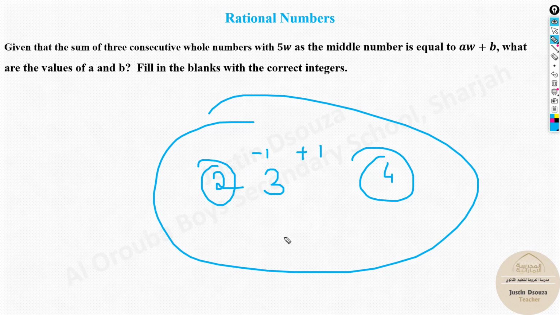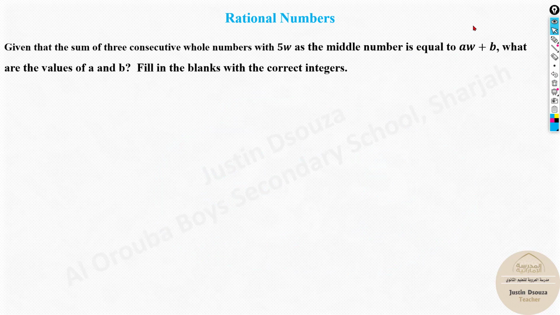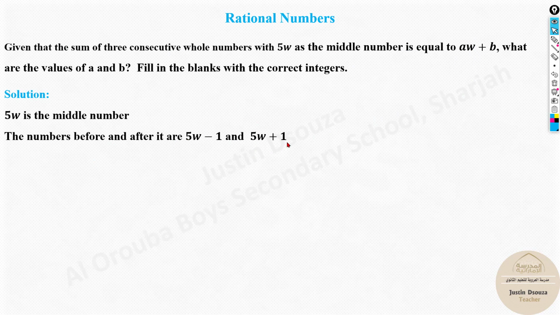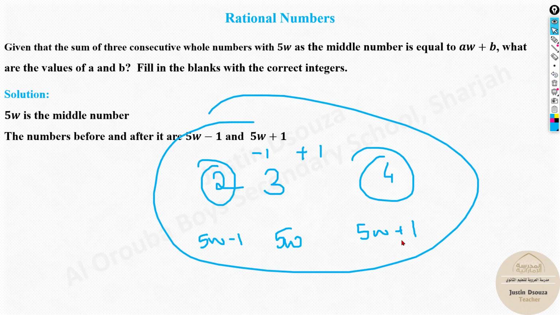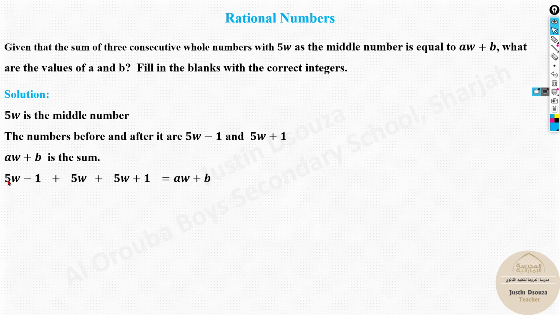Same way, instead of 3, we have been told 5w here. All you need to do is add 1, 5w plus 1, and over here it will be 5w minus 1, because they are consecutive whole numbers. And the sum of all those three is aw plus b. So let's write it out. The numbers before and after are 5w minus 1 and 5w plus 1, as I've written over here. All you need to do is sum them up: 5w minus 1 plus the middle number 5w plus 5w plus 1 equals aw plus b.